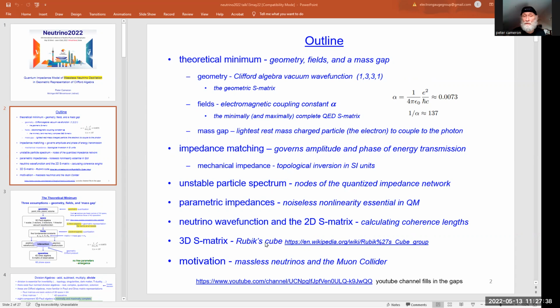it's 3 by 3 by 3, one for each of the 3 orientational directions of space, and the Rubik's Cube is a nice tool for exploring this. What motivates it is the Muon Collider. Massless neutrinos are tied to the Muon Collider.